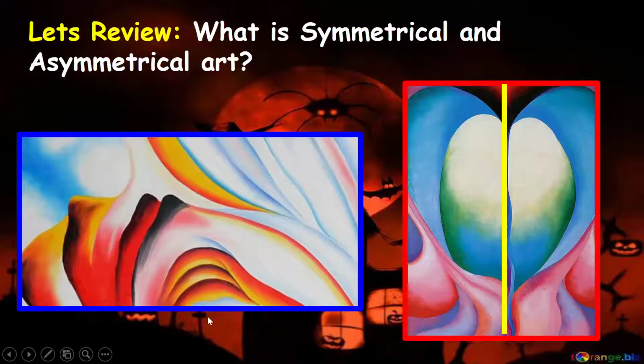The blue rectangle shows an asymmetrical painting by Georgia O'Keeffe. If you were to draw a line down the center, you would see that there are about the same amount of lines, shapes, and colors on each side, but it is not identical. That is why it's called asymmetry.